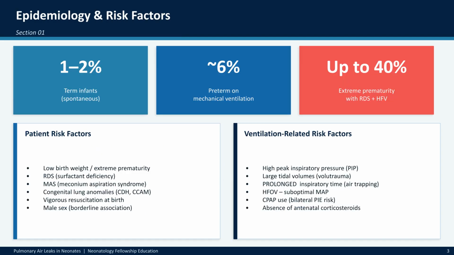Pulmonary air leak incidence varies significantly. It's 1 to 2% in term infants with spontaneous leaks, about 6% in preterms on mechanical ventilation, and up to 40% in extremely premature infants with RDS requiring high-frequency ventilation. Patient risk factors include extreme prematurity, RDS, and congenital lung anomalies. Ventilation-related risks involve high peak pressures, large tidal volumes, and prolonged inspiratory times.